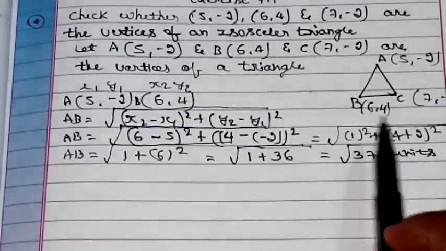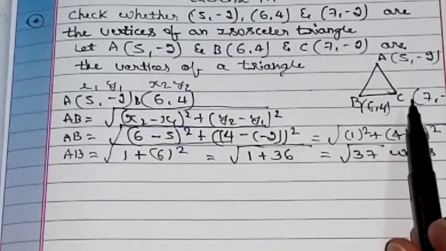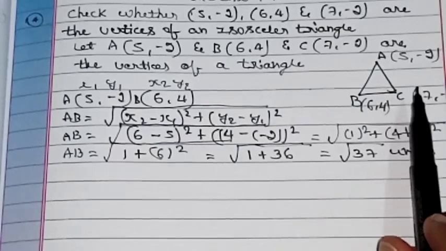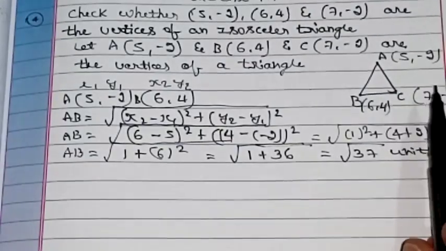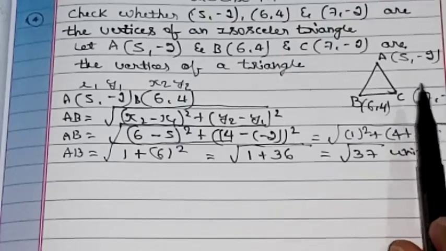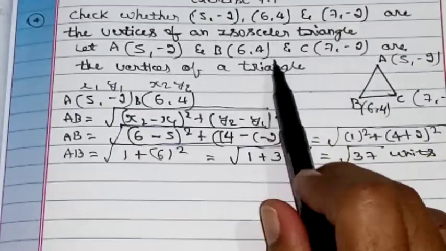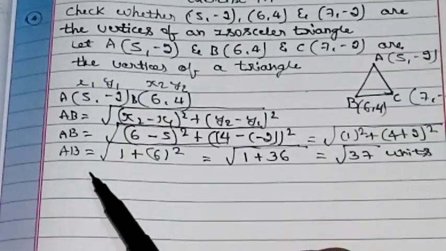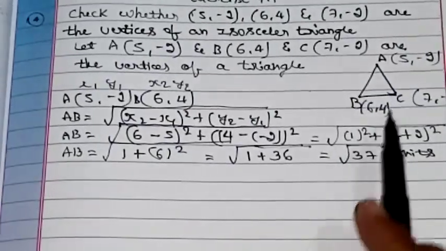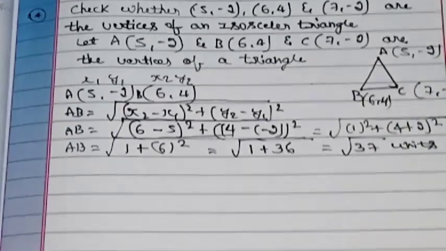Now find the distance between B and C, and afterwards the distance between C and A. Among these three values, if you find two values are the same, then you can directly say the given coordinate points are the vertices of an isosceles triangle. Now you have found the answer for AB, right? Now just find the distance between B and C, children.